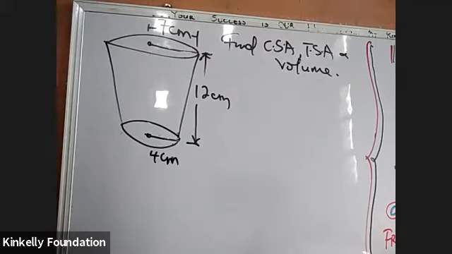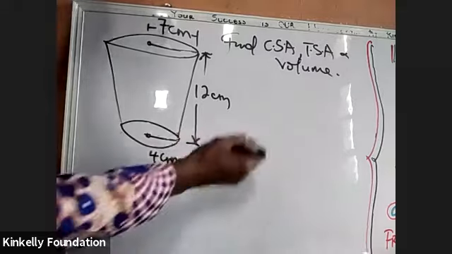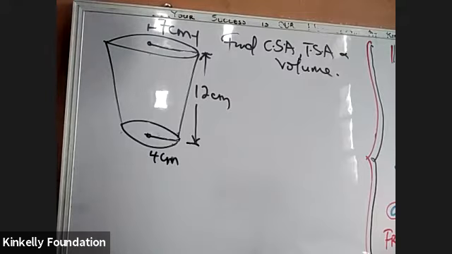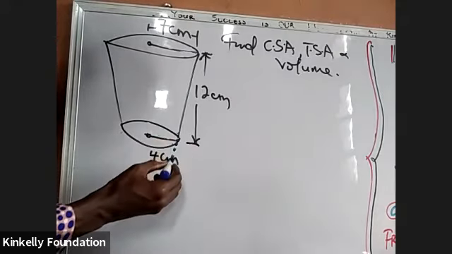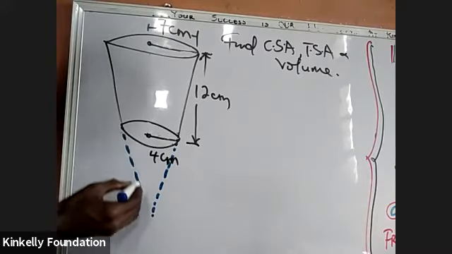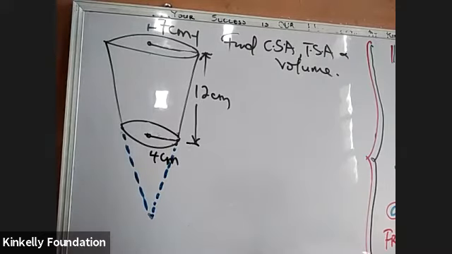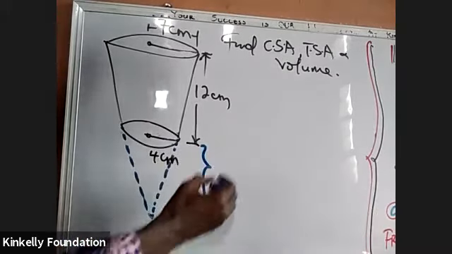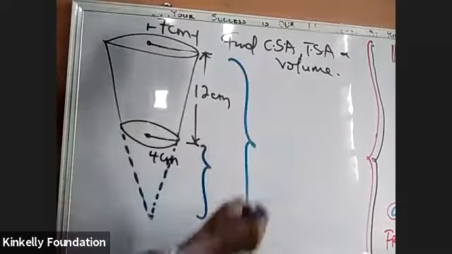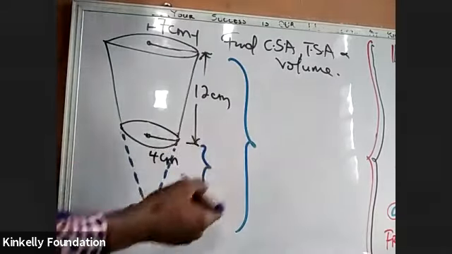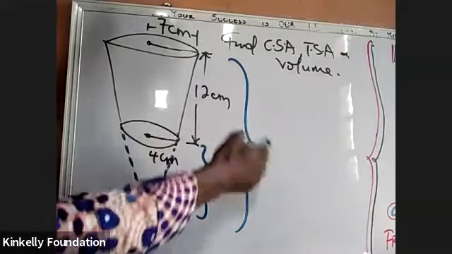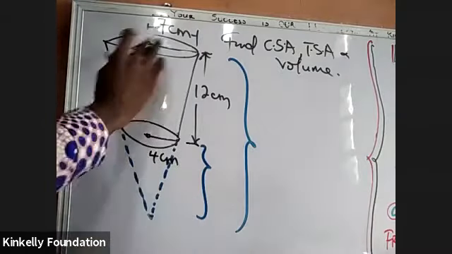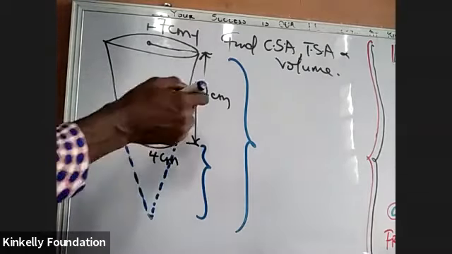Now, in order to find the curved surface area, when you look at it, let's see if we can extend our cone to this point. Now, this makes us have two cones: a smaller cone from here and a bigger cone. So the curved surface area will now be the curved surface area of the bigger cone minus the curved surface area of the smaller cone to give us the curved surface area of this frustum.